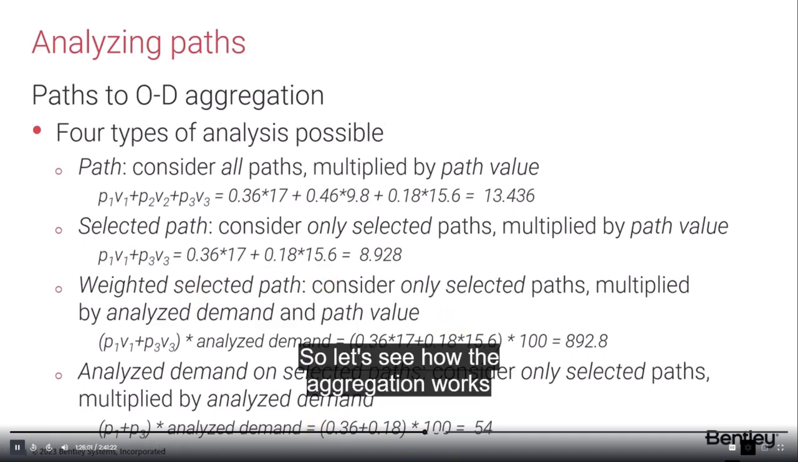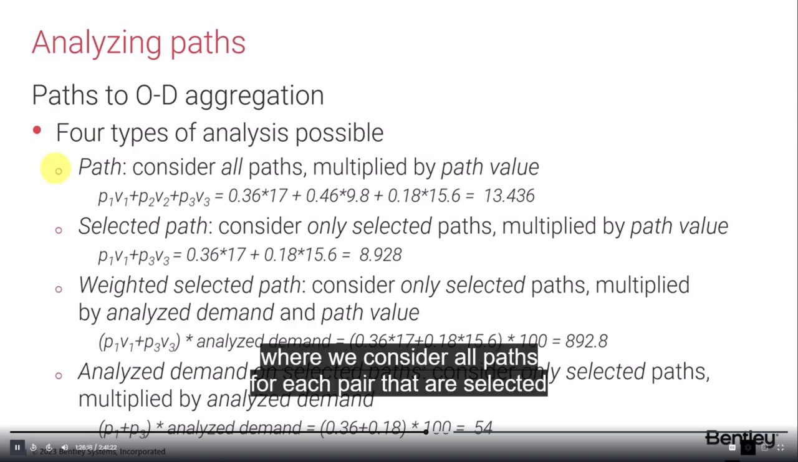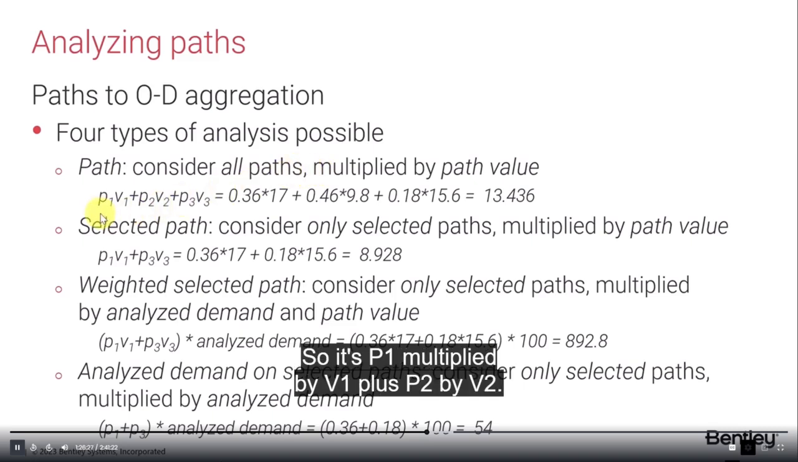So let's see how the OD aggregation works for all of the different combinations available. Considering the aggregation rules that we have, 4 types of analysis are possible. The first type is the path analysis, where we consider all paths for each OD pair that are selected, and we multiply the path value by the proportion. So it's P1 multiplied by V1 plus P2 by V2.